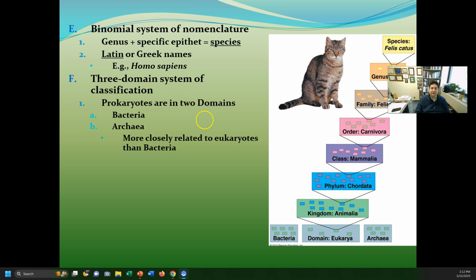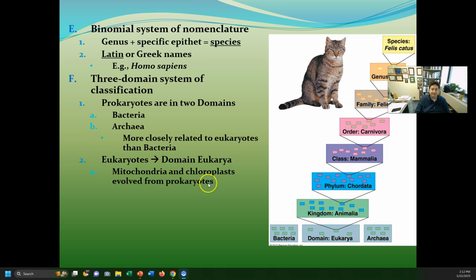Archaea are more closely related to eukaryotes than they are to bacteria. All eukaryotes are in domain Eukarya. And some of the little organelles inside of eukaryotic cells, the ones that give them that internal structure I mentioned, are called mitochondria and chloroplasts, for example. Those organelles actually evolved from prokaryotes.